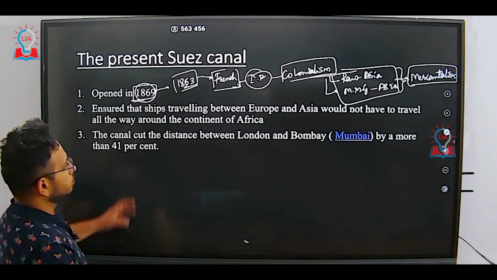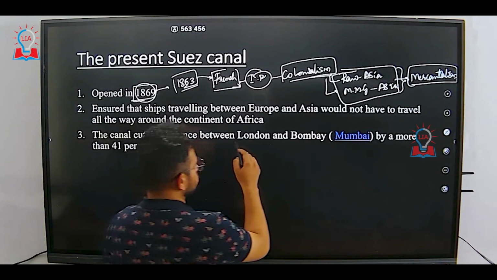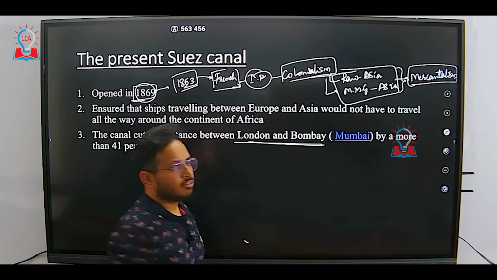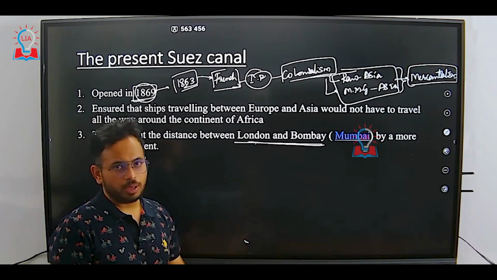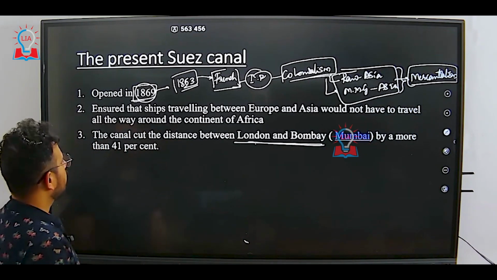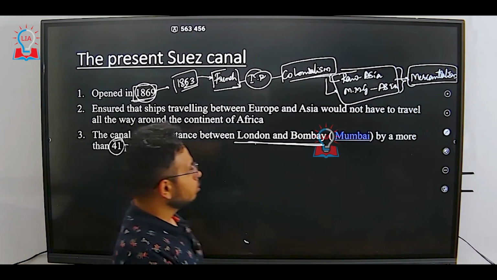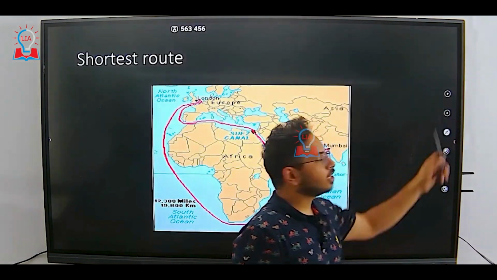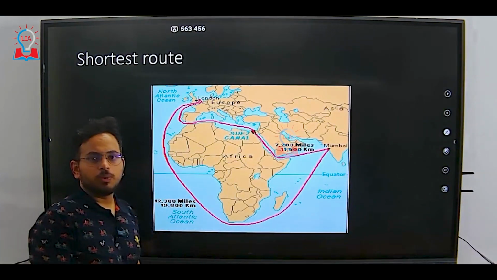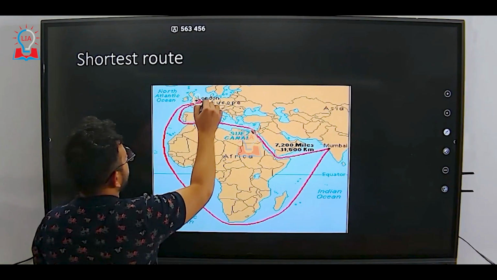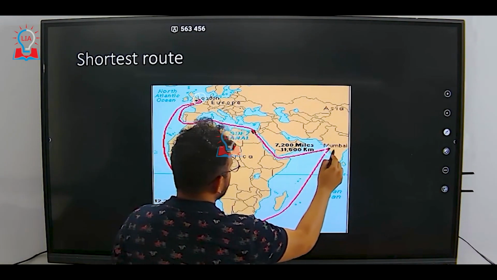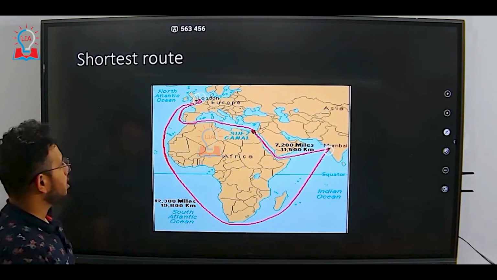It reduced the distance between London and Bombay, or Mumbai, by 41%. So if you look at the distance between London and Mumbai in miles and kilometers, in this map you can see here you have London and here you have Mumbai. If you take the conventional route, this is the conventional route.